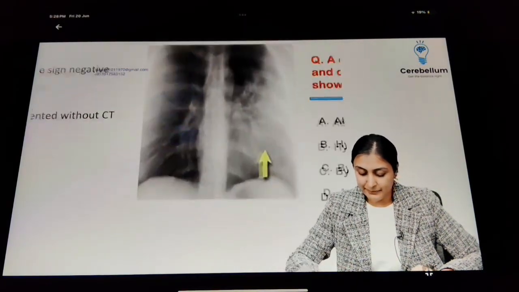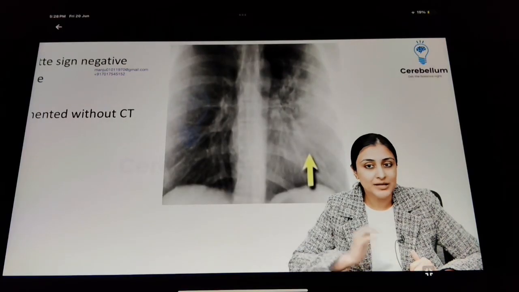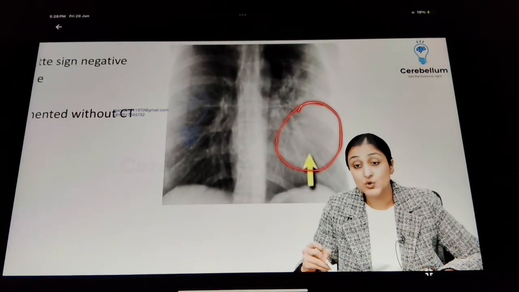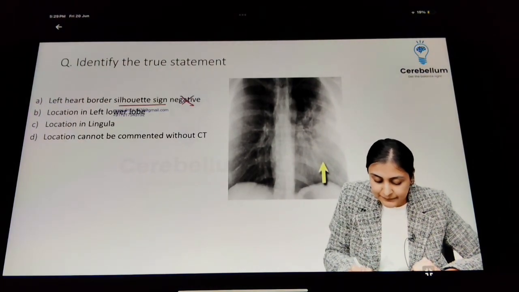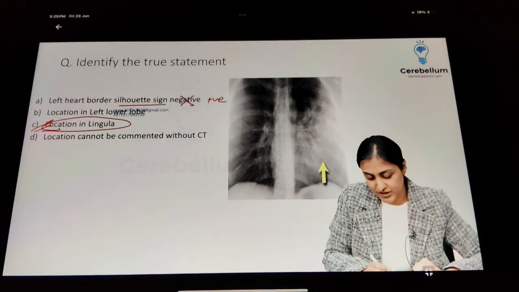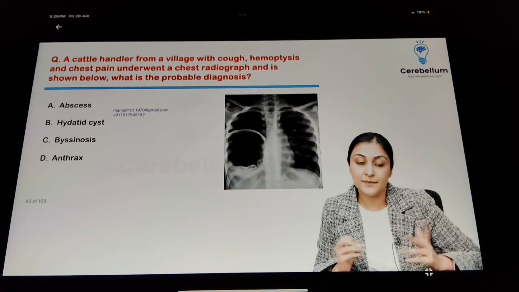Silhouette sign. Independently, first look at this and tell me, is it linear or is it lower lobe? Can you appreciate the heart border separately? We can't. So this is silhouetting the heart border. You can see the diaphragm is seen separately. So this is left heart border silhouette sign positive, meaning it is in the lingula and the location can definitely be commented. So this is lingula silhouette sign positive.